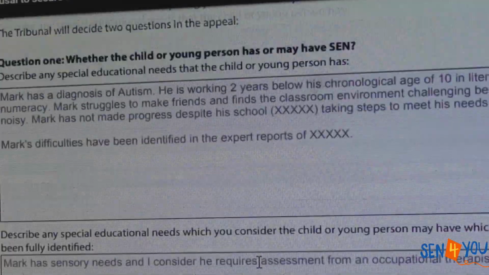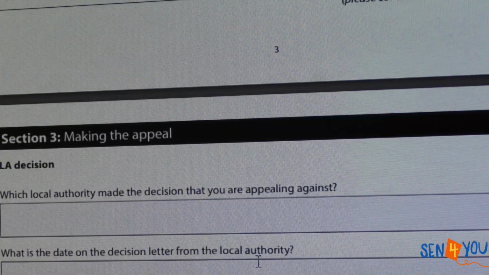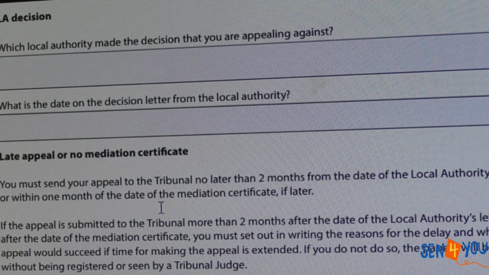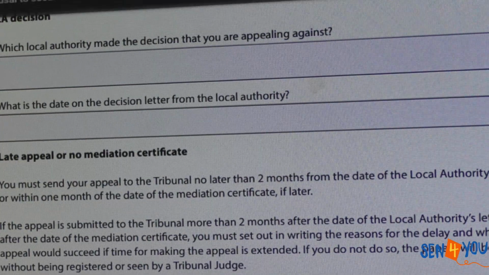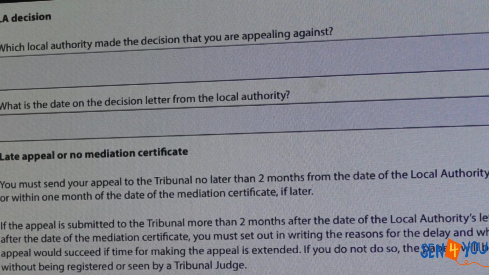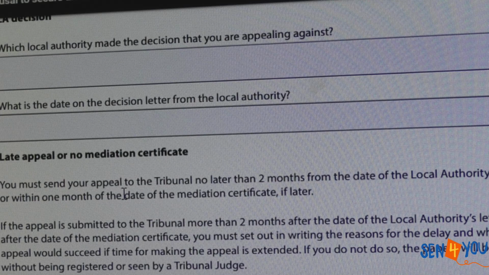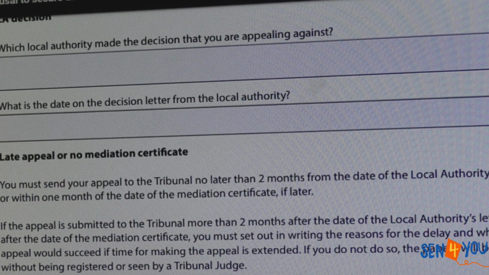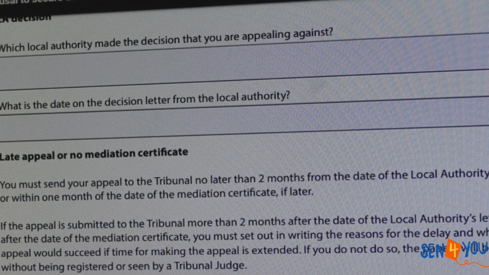So that's just some examples of what you would have in those sections. We then get to section 3. That is the same as the last form. This is about the local authority that's made the decision, the date the decision was made, whether you're in time, and whether you've got a mediation certificate. Now, for a refusal to assess case, you will need to have a mediation certificate, so you must speak to the mediation advisor promptly so that you can kick off your appeal.